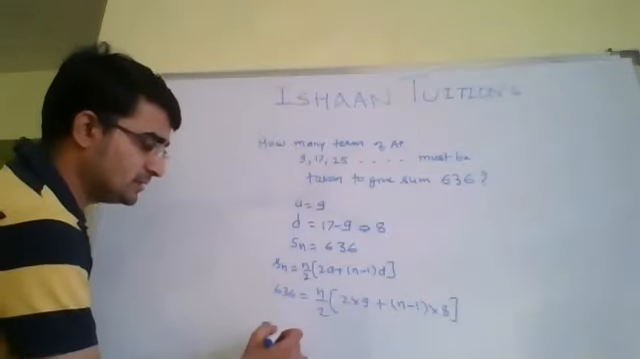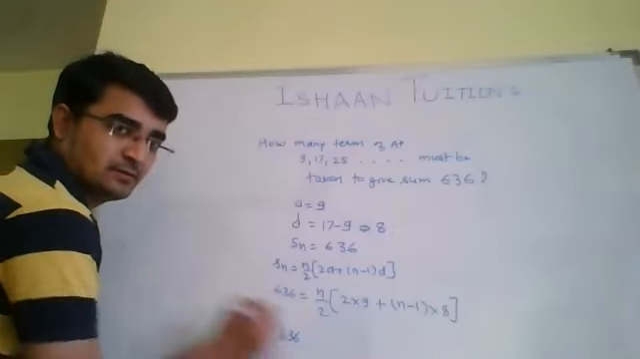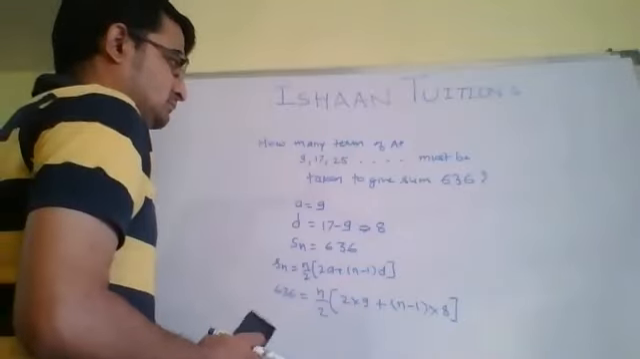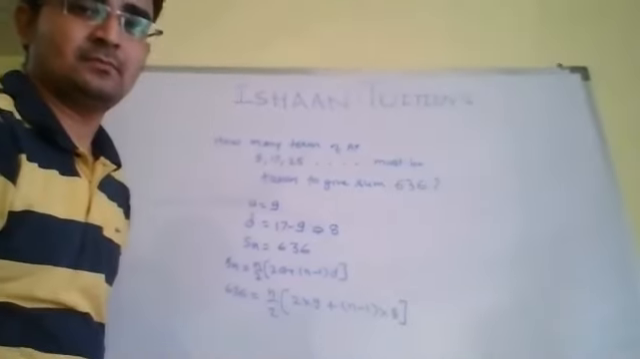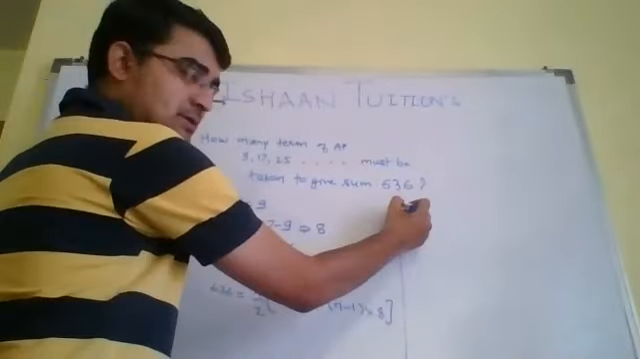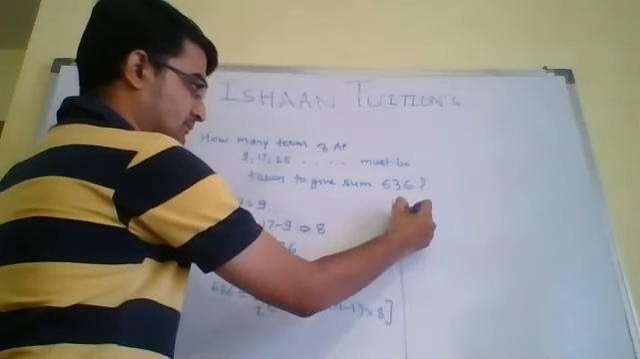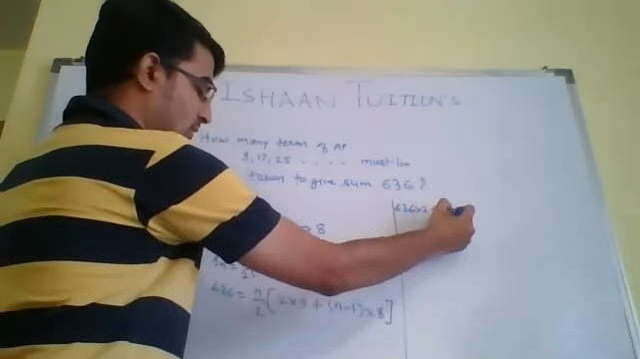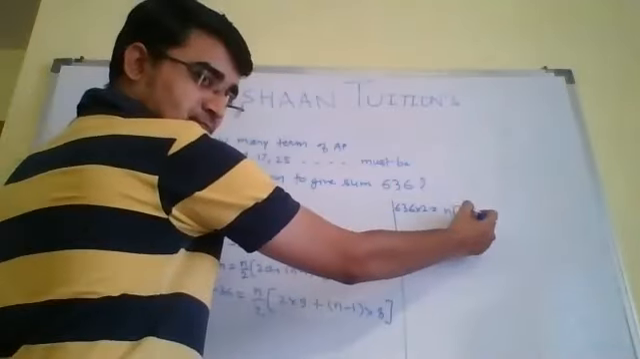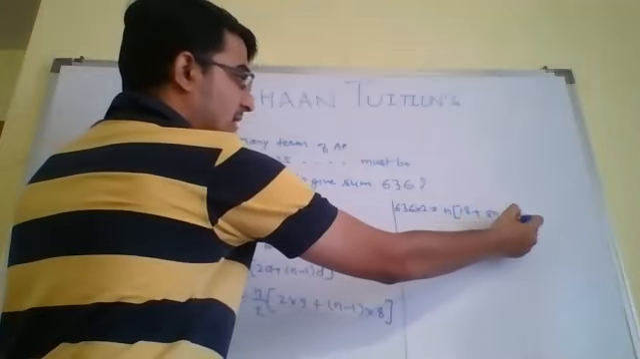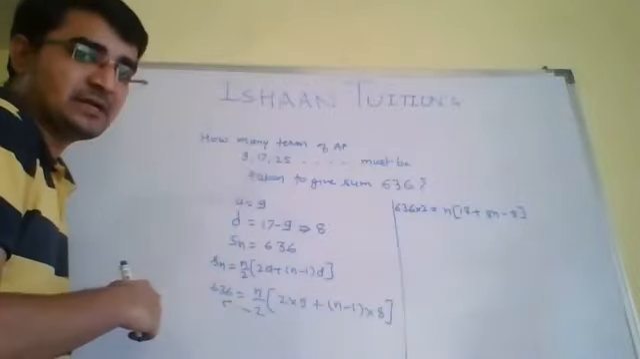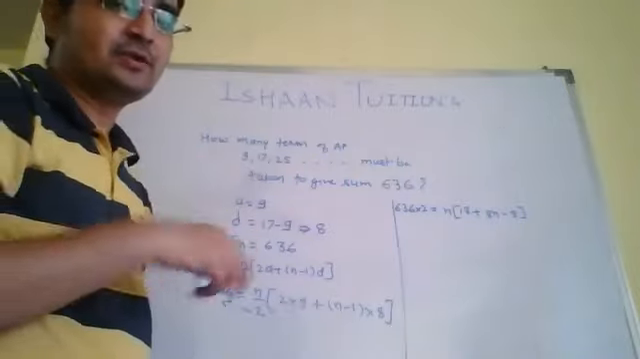Then what will happen? 636. Let me write it on the right hand side. It's better. 636 into 2 is equal to n into this. This becomes 9 into 2, 18, plus 8n minus 8. I hope you are clear with this. What I have done is I have taken this 2 on this side, so it gets multiplied. 636 into 2 is equal to n into that thing.